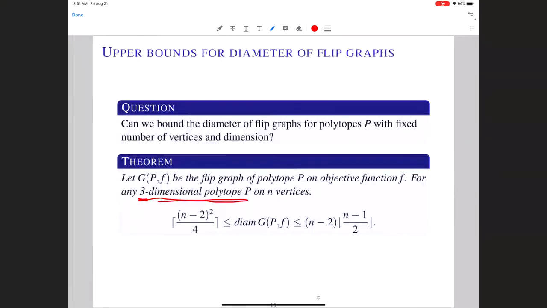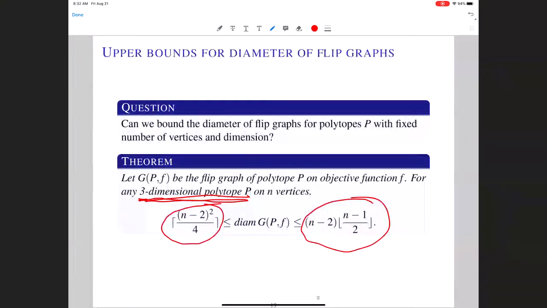When the polytope is three-dimensional, like the case of the dodecahedron, the cube, etc., we have a nice answer: if your polytope has n vertices, then you have essentially a quadratic bound on the diameter. In other words, you're never going to take more than quadratically many steps to go from one monotone path to another monotone path. We also have a lower bound that is pretty close to the upper bound, so at least asymptotically, we know it has to be quadratic. We don't have an exact answer for this. The same question for dimension 4, dimension 5, etc., is wide open.